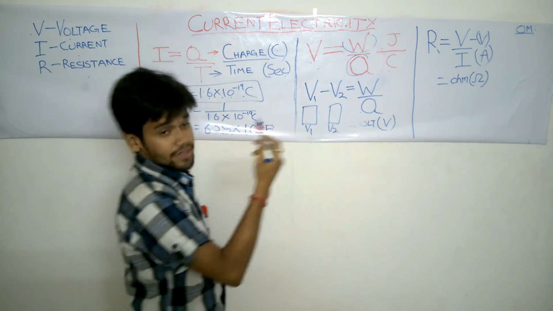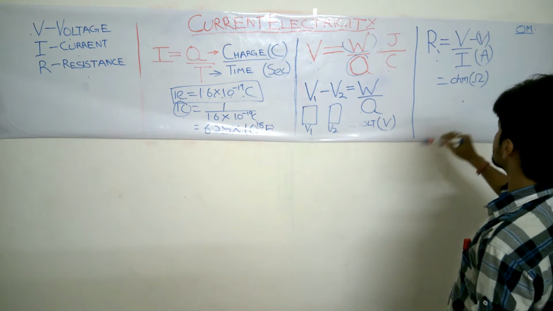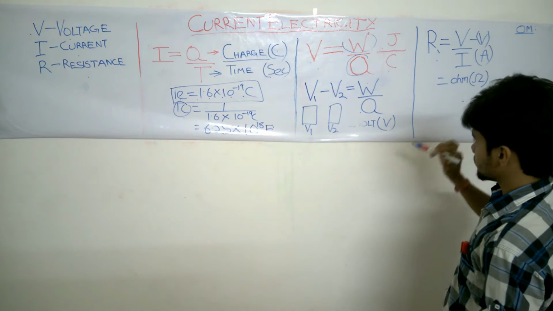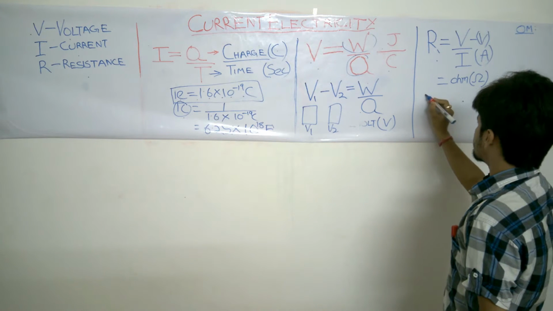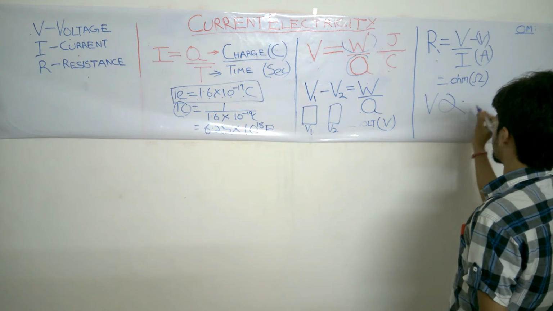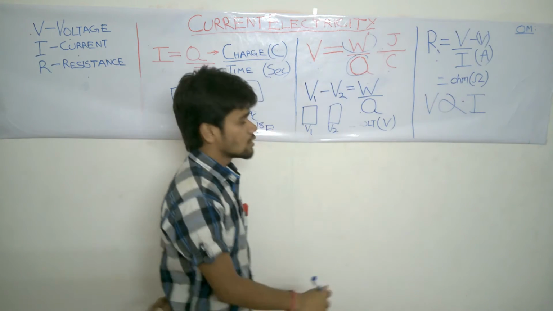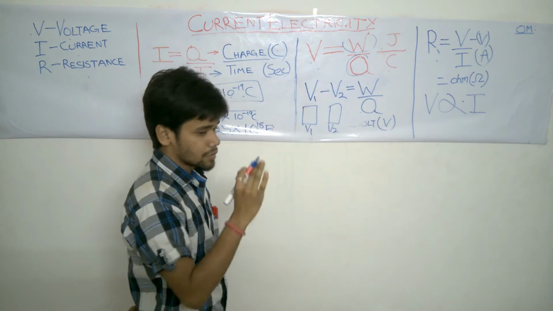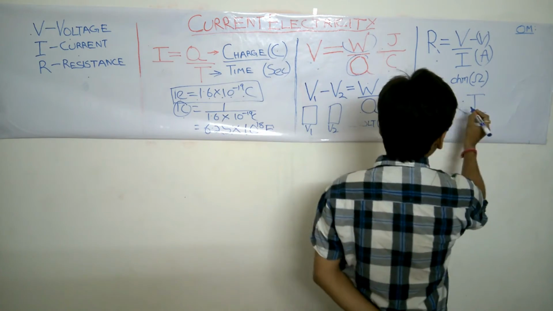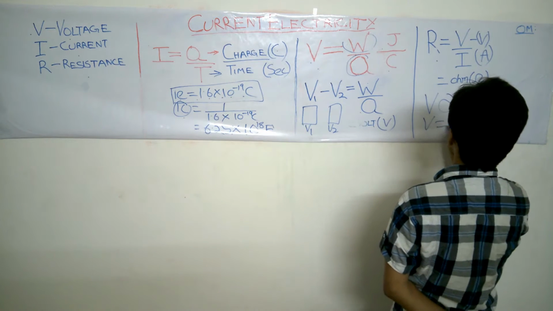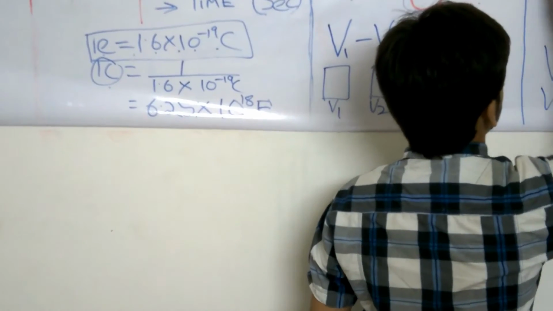Now we will move on to the third term, which is resistance. Before going into resistance, let us get into one of the most important laws of electricity, that is Ohm's law. Ohm's law states that V will always be directly proportional to current. And two conditions we need to follow for this law: all physical quantities should be constant and the temperature should remain constant. So now V is directly proportional to I, V equals IR, or R equals V by I.